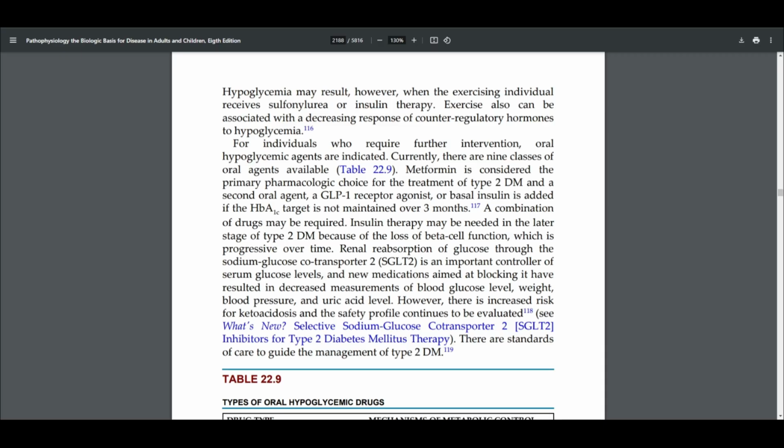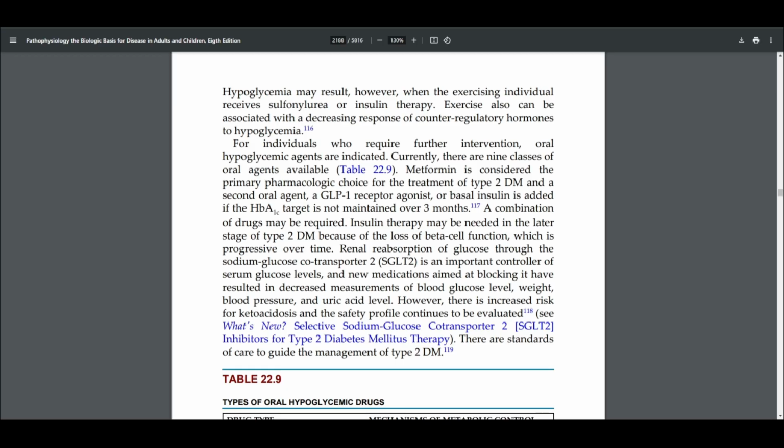Currently, there are 9 classes of oral agents available. Metformin is considered the primary pharmacologic choice of treatment for type 2 diabetes, and a second oral agent, a GLP-1 receptor agonist or basal insulin, is added if the hemoglobin A1C target is not maintained over 3 months. A combination of drugs may be required. Insulin therapy may be needed in the later stages of type 2 diabetes because of the loss of beta cell function, which is progressive over time.